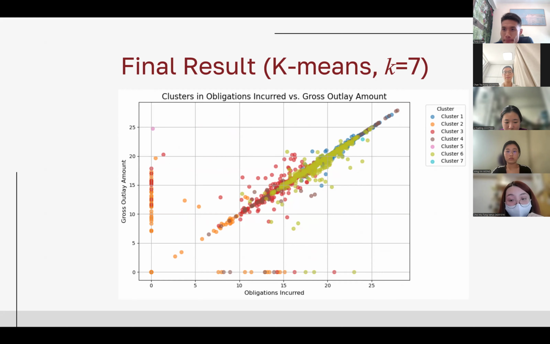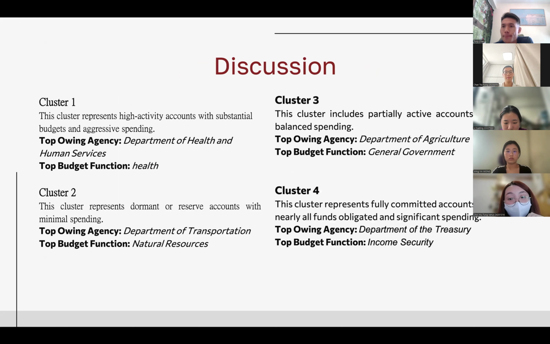In the next lines, cluster one represents highly active accounts. The majority agency is Department of Health and Human Services, and the majority function is health. Cluster two represents accounts with minimal spending. The majority agency is Department of Transportation, and the majority function is natural resources.